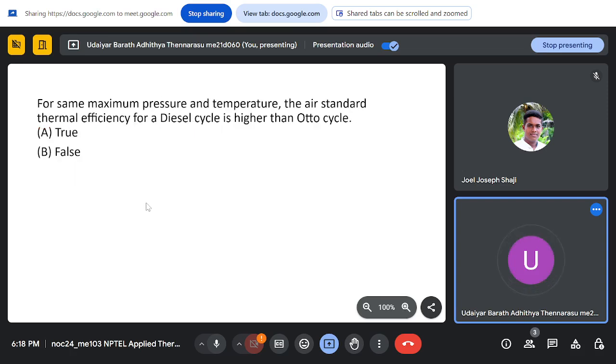So next is, for the same maximum pressure and temperature, the air standard thermal efficiency for a diesel cycle is higher than the Otto cycle. So here this is what we saw, now, just the comparison of 3 cycles. For a limitation on maximum pressure and temperature, in this case diesel will have the largest efficiency. So they have said the air standard efficiency of diesel is higher than Otto, so it is true.